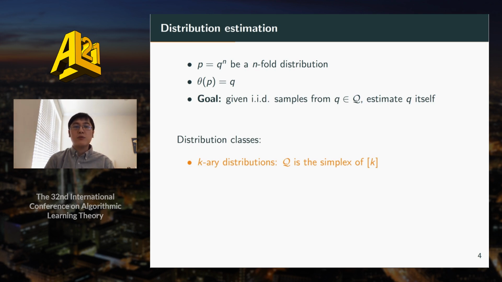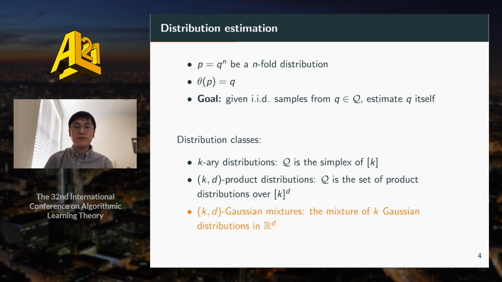There are several classes we will look at in this talk. The first distribution class is k-ary distributions, where script-Q is just the simplex over k elements. The second is product distributions, where Q is a set of product distributions over [k]^d, which means that there are d dimensions, each dimension can take up to k values, and each dimension is independent. The final class is Gaussian mixtures, where Q is defined as a mixture of k Gaussian distributions in R^d.